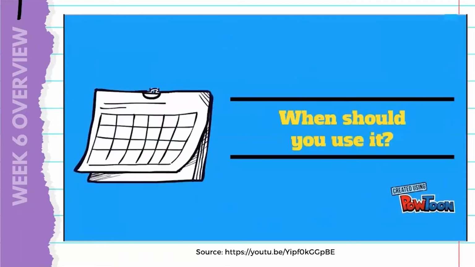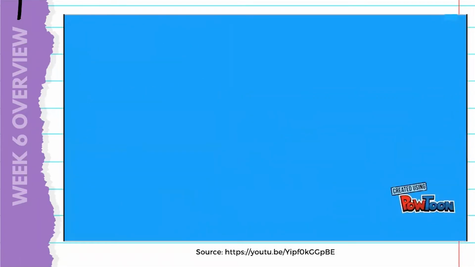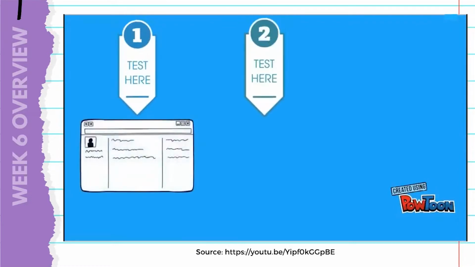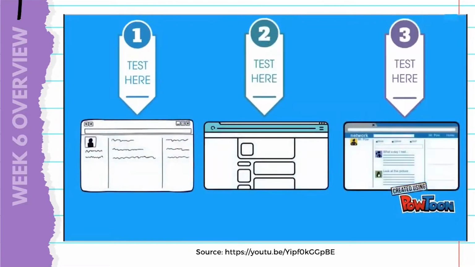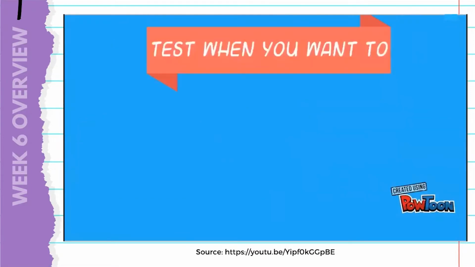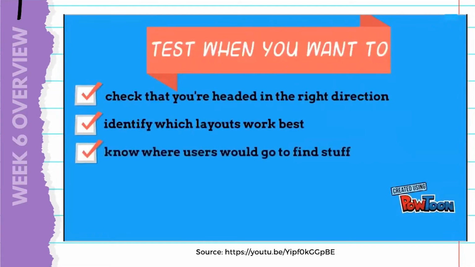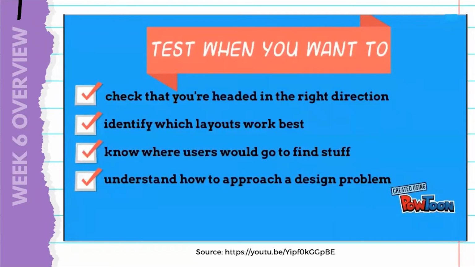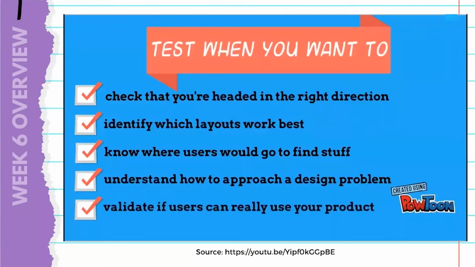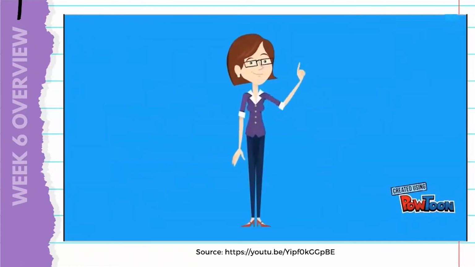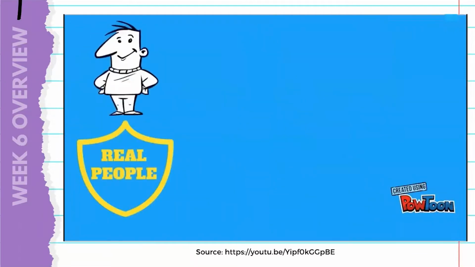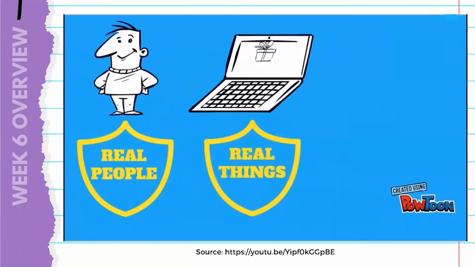When should you use it? The simple answer to this is anytime. Since usability testing is helpful at any stage of the process, when to do it can be determined by what answers you're looking for. Employ usability testing when you want to check that you're headed in the right direction, identify which layouts work best, know where your users would go to find stuff, understand how to approach a design problem, and validate if users can really use your product. Usability testing can offer the most valuable insights because it involves real users doing real things in the real world.